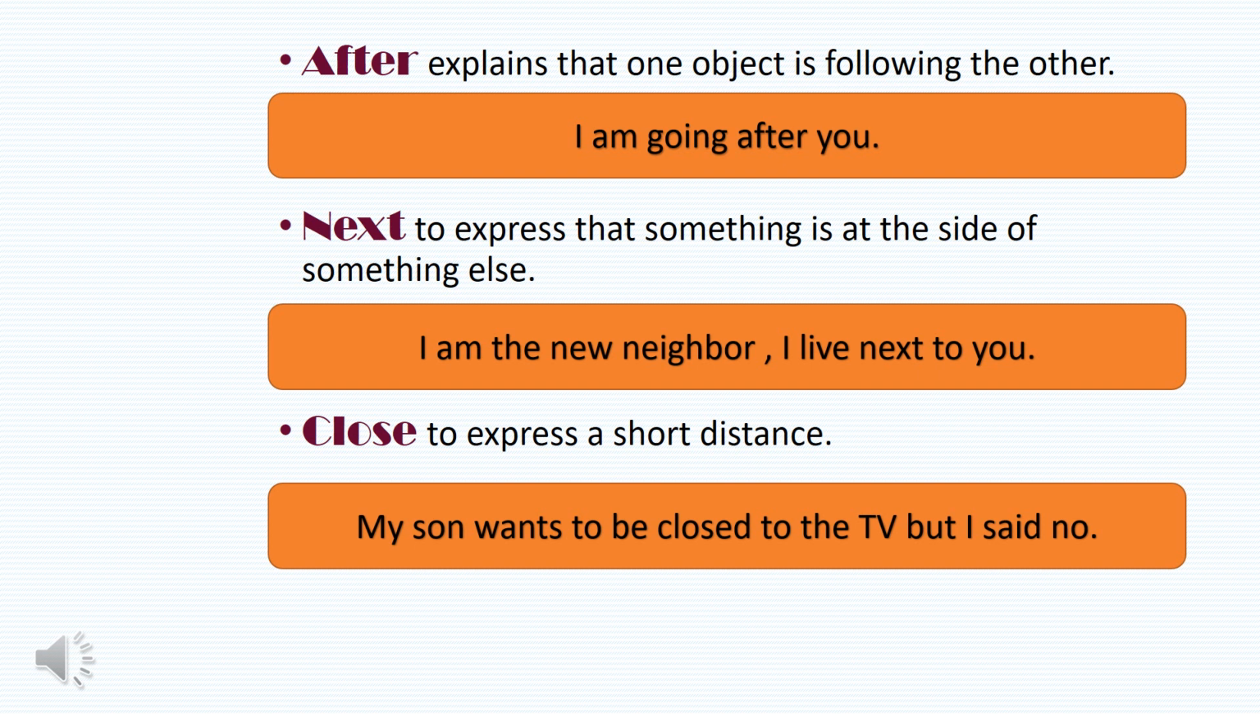After, speaking about place, explains that one object is following the other. Next expresses that something is at the side of something else. Next to, close to, express a short distance between the two objects.